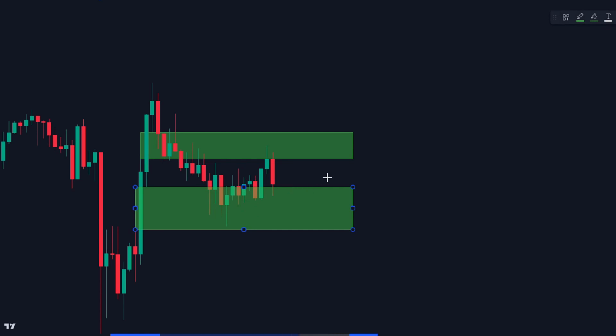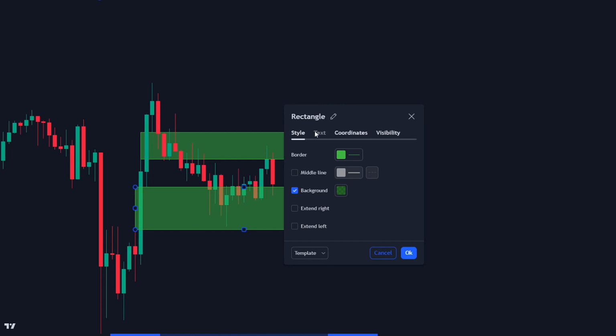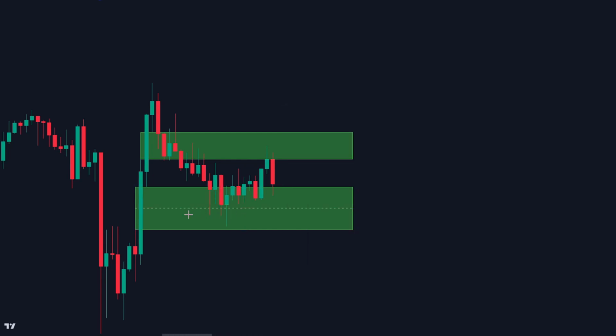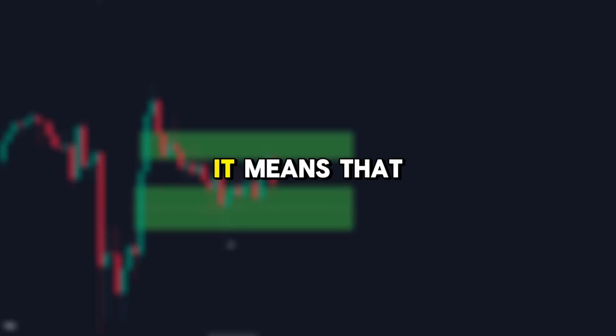And what you can also add to your fair value gaps, if you're using TradingView, you can enter settings and click this checkbox with middle line, the 50% of your fair value gap. This is a strong point, and if you see the bodies closing above that point, it means that this fair value gap is very strong and for sure is valid.